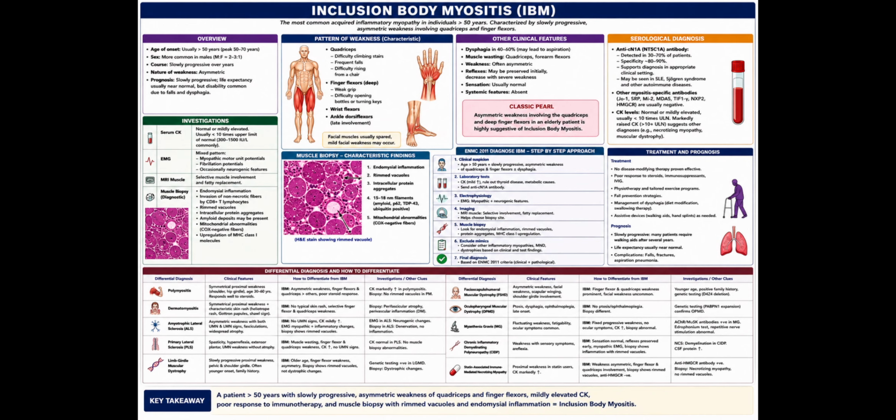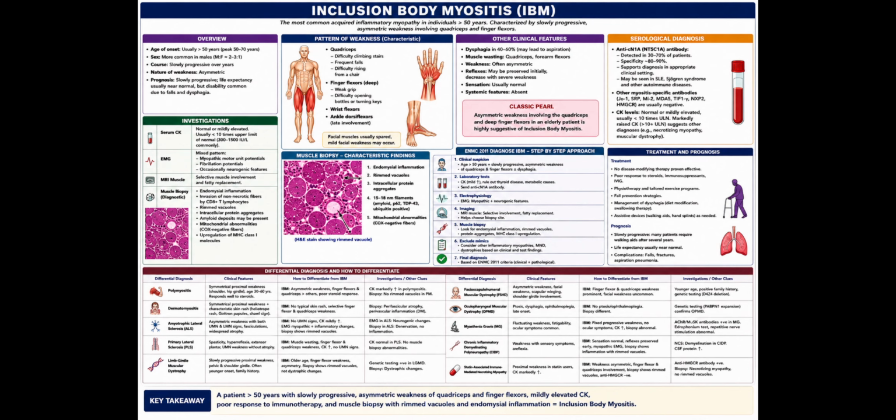Bulbar involvement. Dysphagia occurs in approximately 40 to 60% of patients, may lead to choking or aspiration. Examination findings. Muscle wasting, particularly of quadriceps and forearm flexors. Weakness is often asymmetrical. Reflexes may be preserved initially but can decrease with severe weakness. Sensory examination is typically normal.